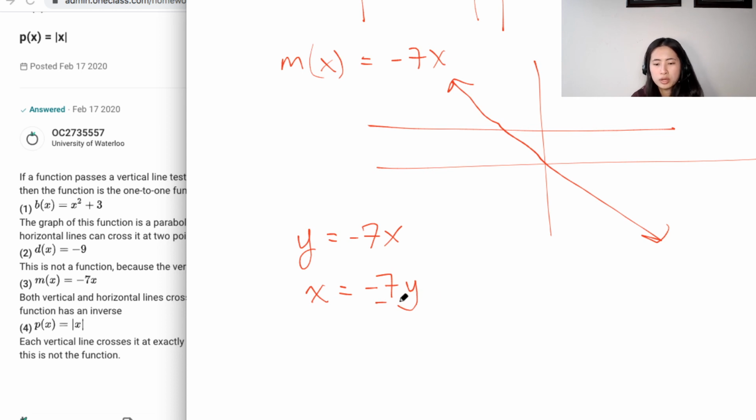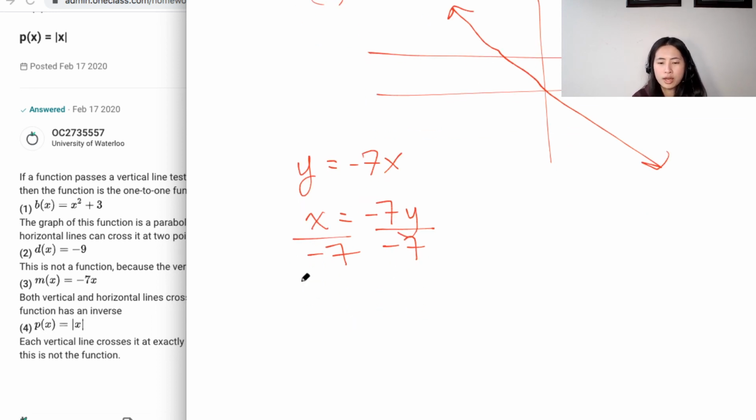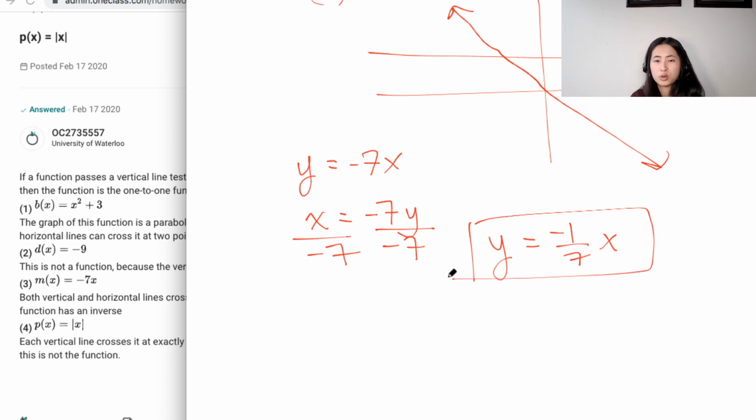Now all you have to do is isolate y as you would in any function. So this is divided by -7, divided by -7. Therefore, your inverse function is y equals -1/7x. That's your inverse function. So you need to check your vertical line test first, then your horizontal line test, and then go and find your inverse. So that's the order.